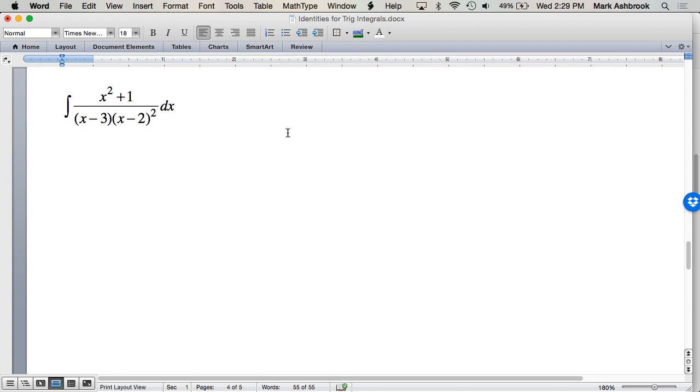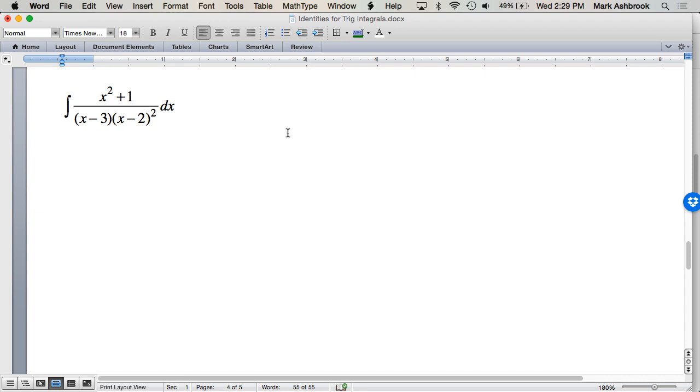Okay, first question we ask is: is it undoing the chain rule? No, not even close, right? First of all, we have three things multiplied together: x squared plus 1, x minus 3 to the minus 1, x minus 2 to the minus 2. So not looking good for undoing the chain rule, right? Undoing the product rule, I don't recommend it. I mean, you could go for it, but it just might get ugly, okay?